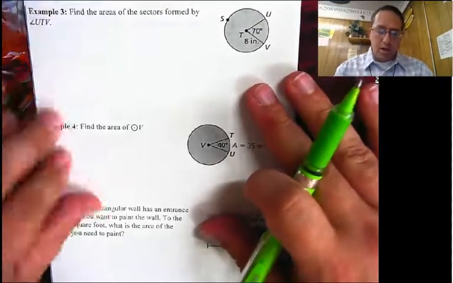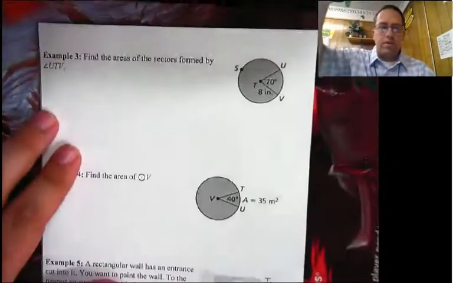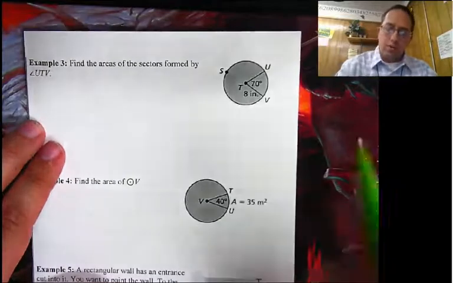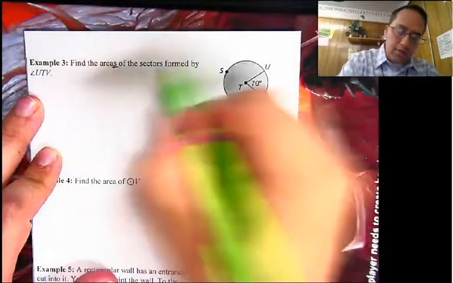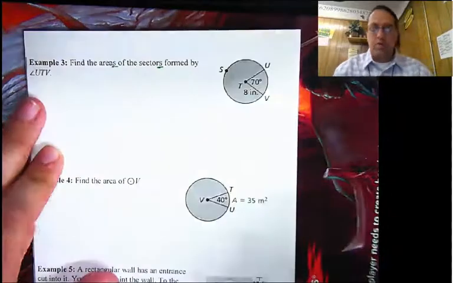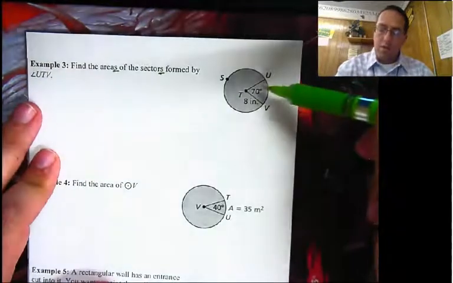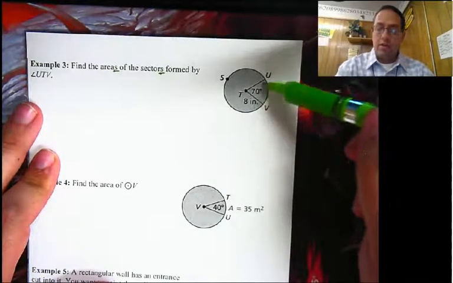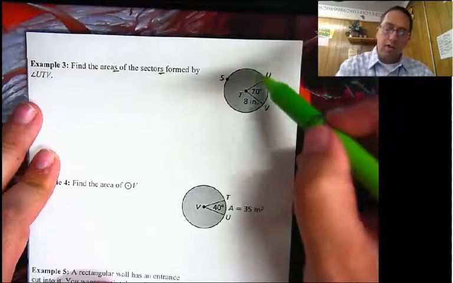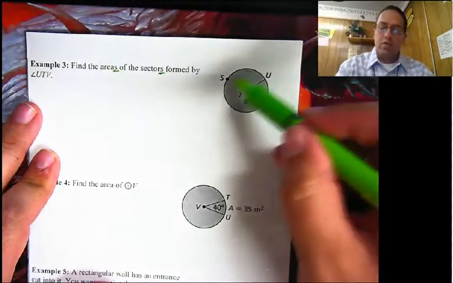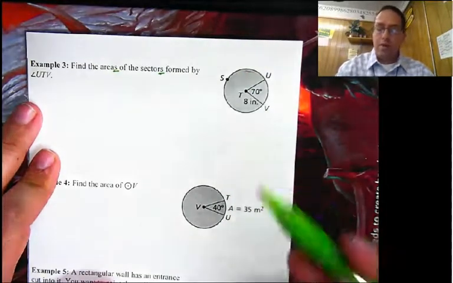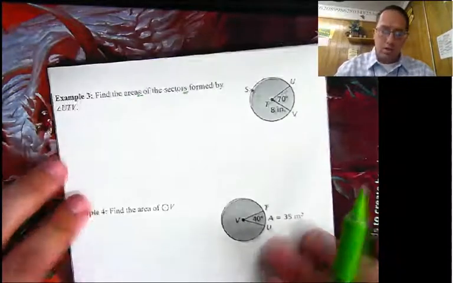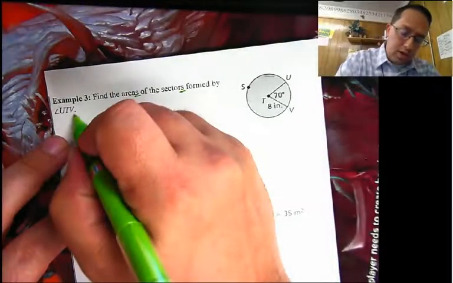Example number 3. Find the areas of the sectors formed by angle UTV. Notice, it says the areas, plural, of the sectors, plural. It wants us to find both of these sectors. We have the sector formed by the minor arc UV, which is 70 degrees here, and then we also have the sector formed by the major arc USV. So we have two different sectors here. We need to find the whole thing, so we'll start with the small sector.